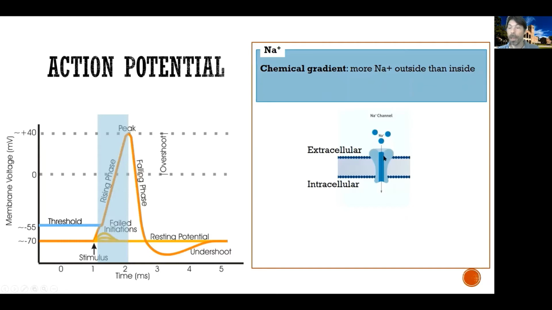Second, as we said, the inside is relatively more negative with respect to the outside. So sodium, which is a positively charged ion, is attracted by the inside of the cell, which is relatively negative compared to the outside. So sodium has two reasons to spontaneously, so effortlessly, diffuse towards the inside of the cell. One is a chemical gradient and one is an electrical gradient.